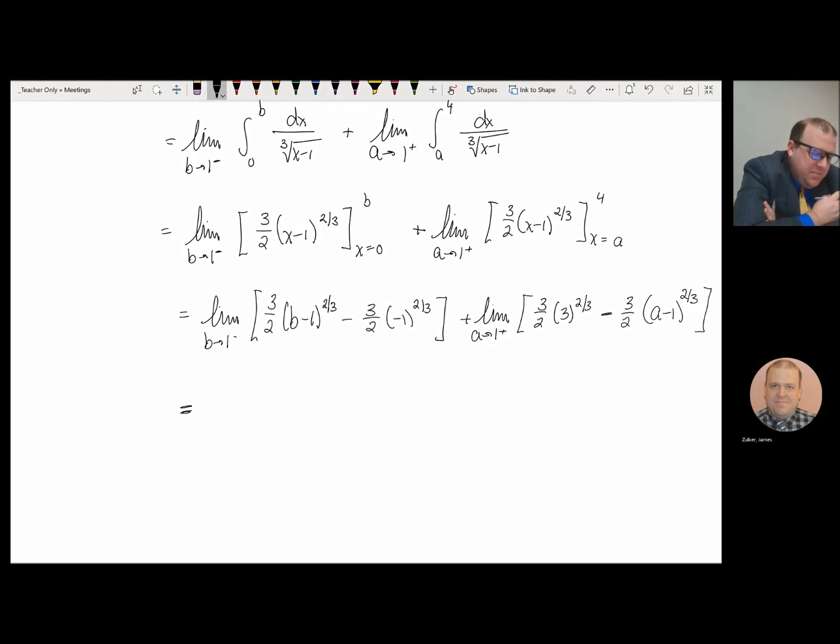All right, tackle this piece by piece. As b approaches 1 from the left, b minus 1 to the 2/3 does what? It approaches 0. That second term is a constant. What's -1 to the 2/3? +1. That first limit evaluates out to just -3/2.